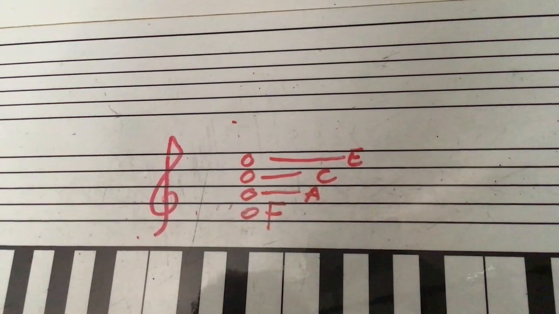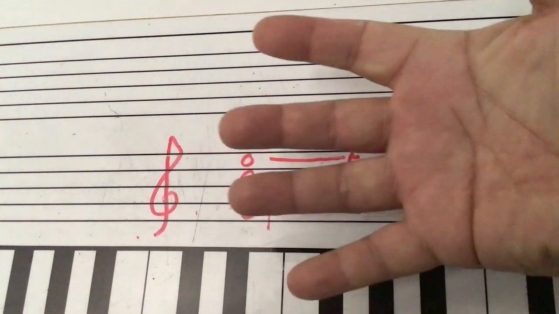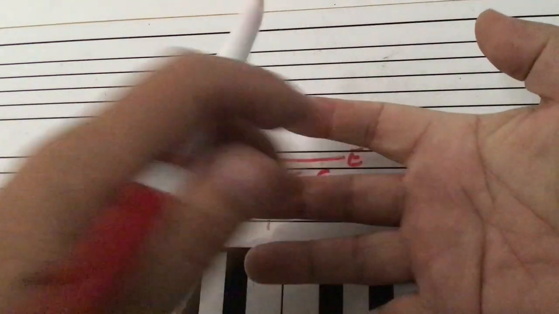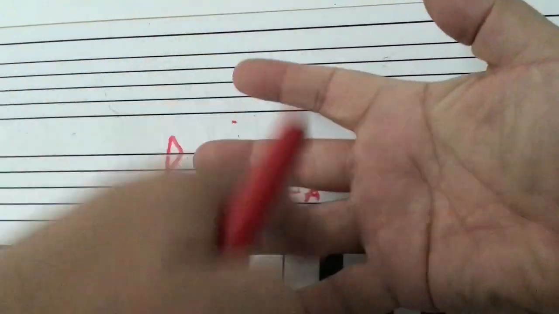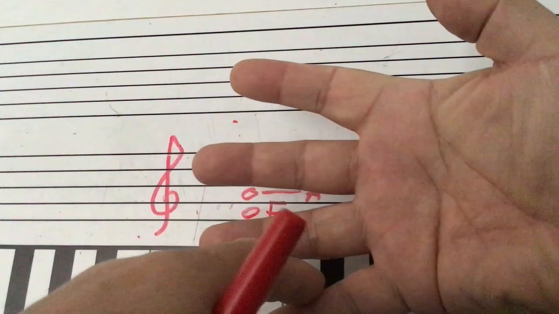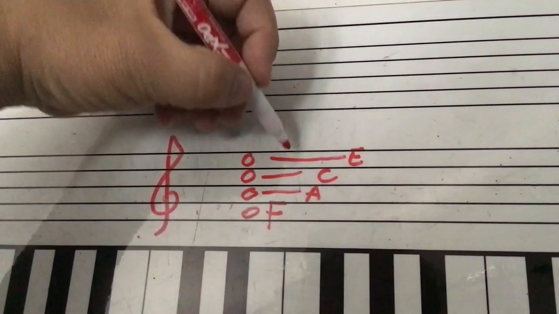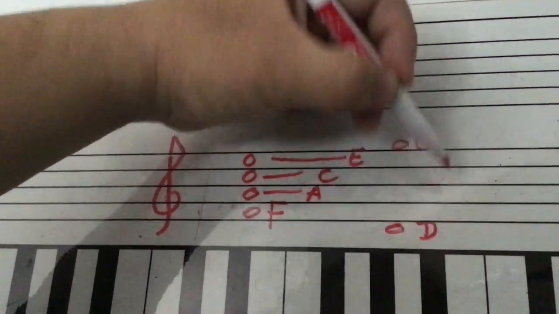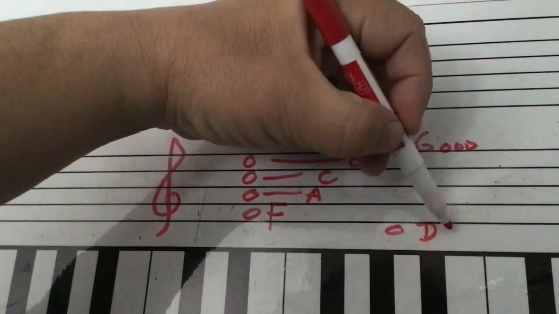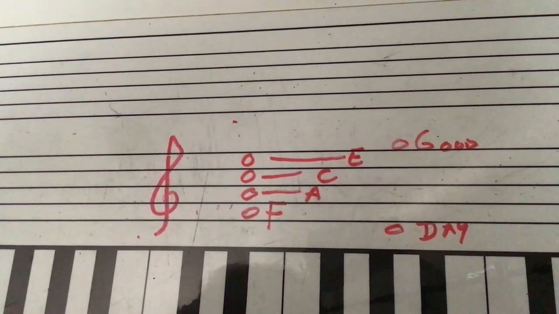When we have little kids and we teach them this, we say, grab your hand out there and say, these are the five lines, and you go, face the space. These are the spaces. And always have a good day, because the note on top is a G, and the note below is a D. So, good day. So that's a mnemonic that you can use to remember these things.